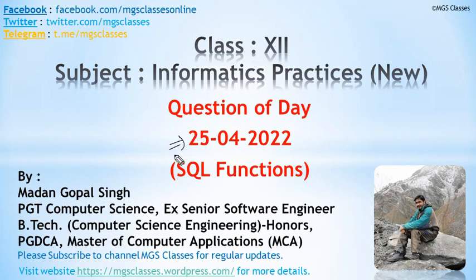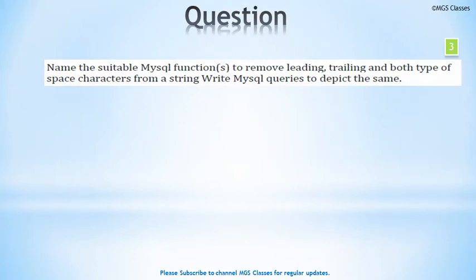Today is the 25th April and we are going to discuss another important question from the topic SQL function. So let's see the question first and then we will discuss the solution. The question is very simple and straightforward. It is a 3-mark question. Name the suitable MySQL functions to remove the leading, trailing and both type of the space characters from a string. Write the SQL queries to depict the same.